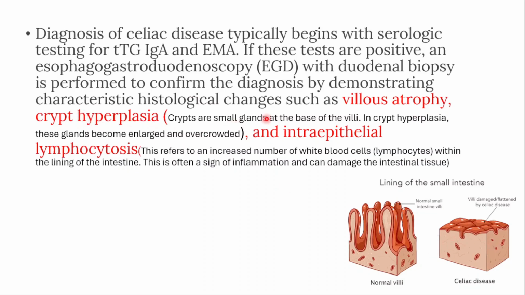Crypts are small glands at the base of the villi. In crypt hyperplasia, these glands become enlarged and overcrowded. And intraepithelial lymphocytosis, this refers to an increased number of white blood cells within the lining of the intestine. This often is a sign of inflammation and can damage the intestinal tissue.